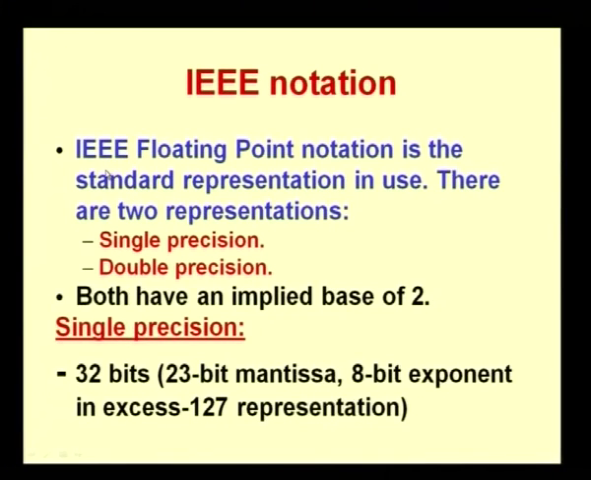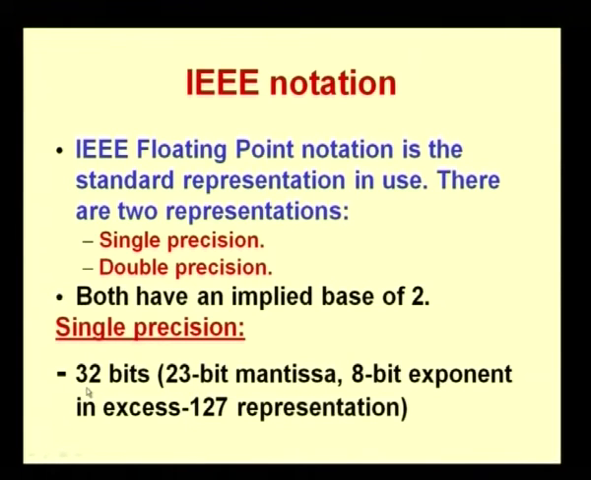When we talk of standards for representing floating point numbers, we normally talk about the IEEE floating point notation. IEEE is a standards organization, and they have provided two representations, one for representing single precision numbers and another for representing double precision numbers. Both have an implied base of 2, which means we are dealing with binary numbers again.